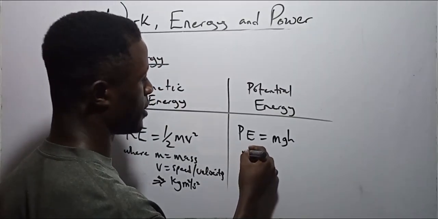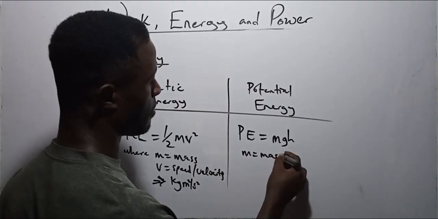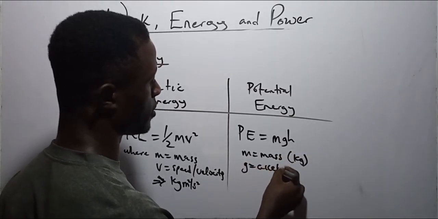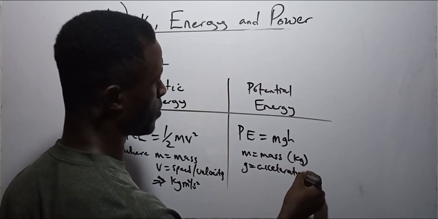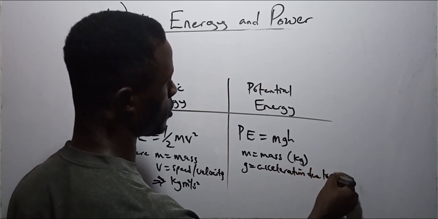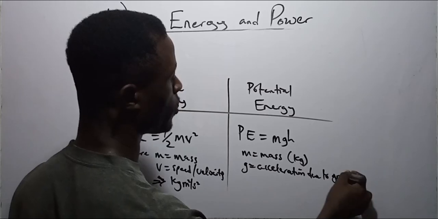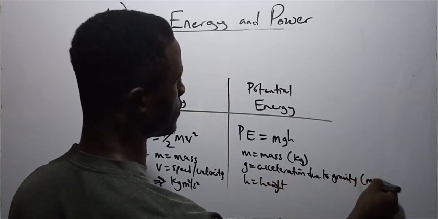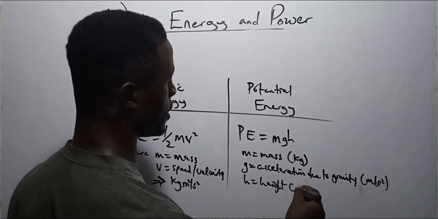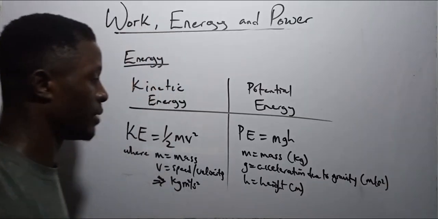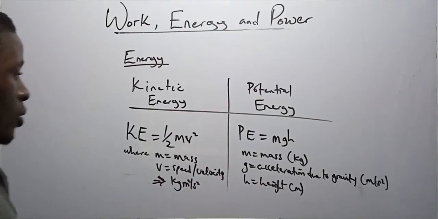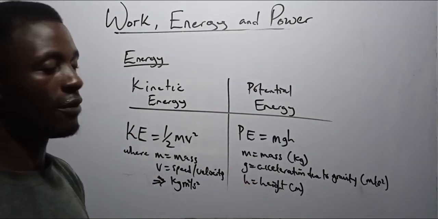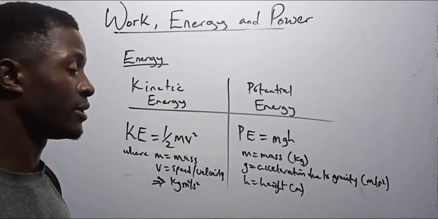So where m is equal to mass in kilogram, then g is equal to acceleration due to gravity, and h is equal to height. This one is meters per second squared. This one is height above the ground and is measured in meters. So here is the formula for kinetic energy. Here is the formula for potential energy.